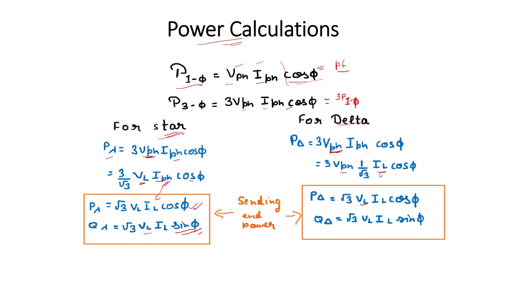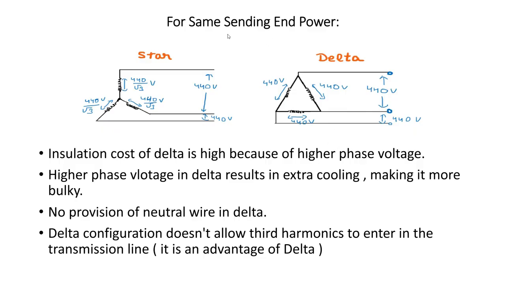So in line voltage and line current terms, P delta is equal to root 3 into VL IL cos phi, and Q delta is equal to root 3 VL IL sin phi. So this is your sending end power in both the cases. Now if they both have the same sending end power, and the line voltage is the same, then what will happen?